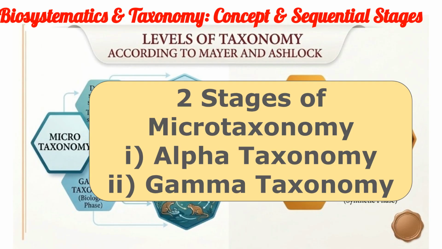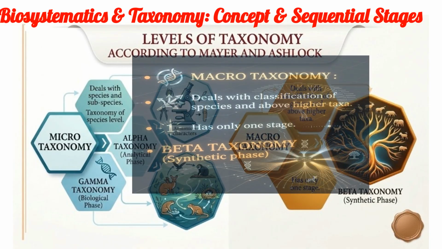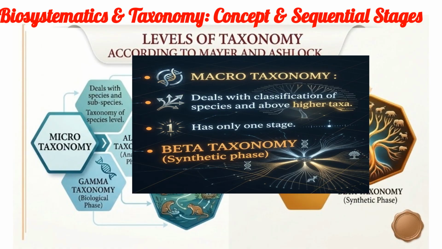Alpha taxonomy is the analytical phase where each species is identified, described, and named, while gamma taxonomy is the biological phase which studies variation within species, evolutionary history, and biological behavior. Macrotaxonomy is the important phase of taxonomy which focuses on grouping species into higher ranks like genera, families, and beyond. It features just one primary stage, that is beta taxonomy. Beta taxonomy is the synthetic phase where species are organized into a complete and hierarchical system.